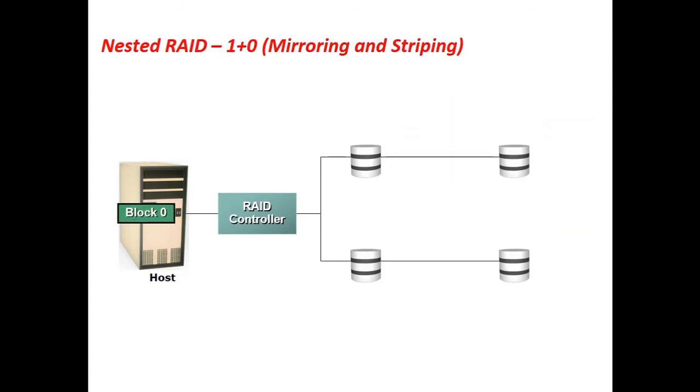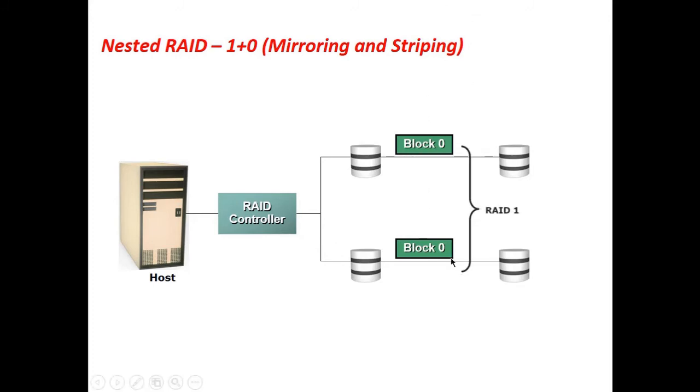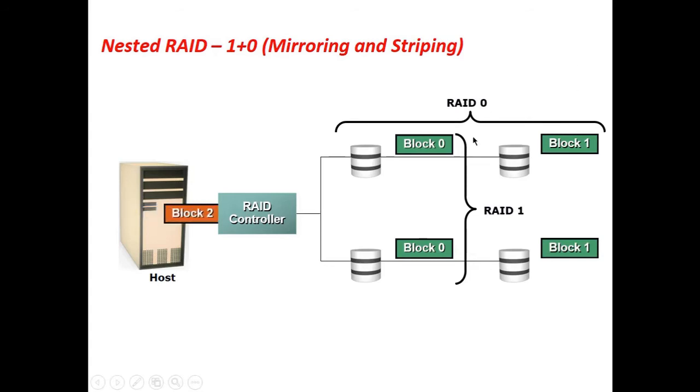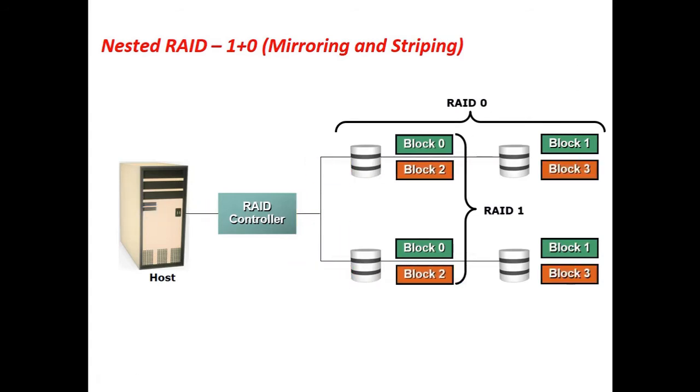Similarly, let us also look at how RAID 1.0 is implemented. In nested RAID 1.0 implementation, a block of data will be first mirrored and then striped. So RAID 1 is implemented first, followed by RAID 0. Let us look at that in an animation. A block 0 of data comes. The RAID controller will first mirror the data, that is RAID 1 implementation, and then it is going to stripe this data. That is RAID 0 implementation. Similarly, next block of data comes, first mirroring and then striping.